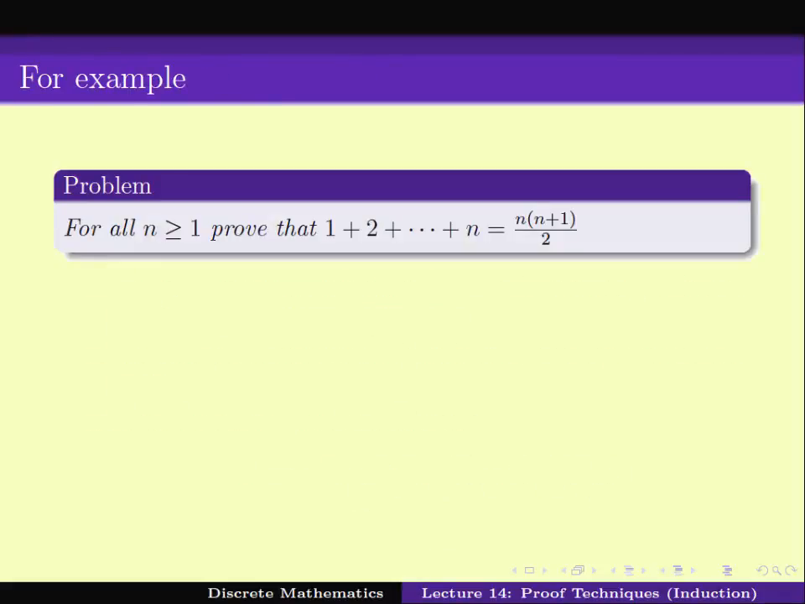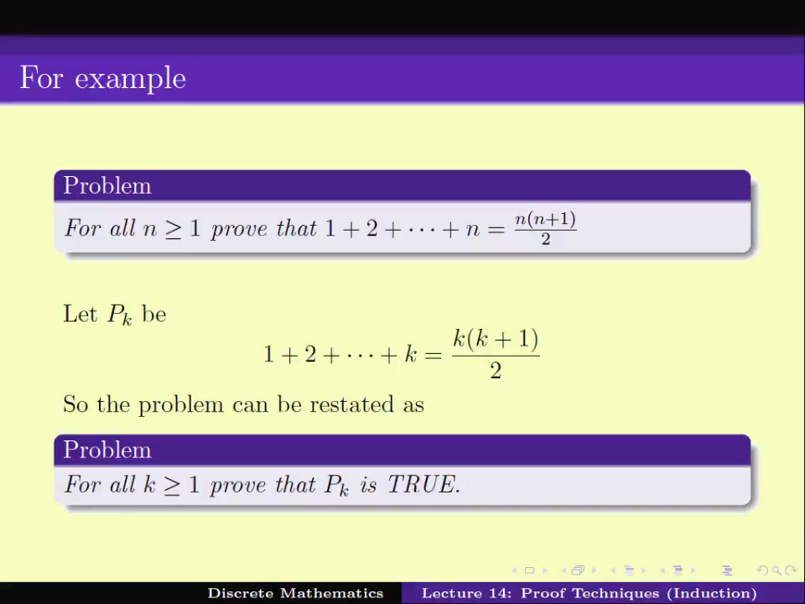Let's look at an example. Consider this problem: for all n greater than or equal to 1, we want to prove that 1 plus 2 plus up to n is n into n plus 1 by 2. Now how do you prove it and what are the smaller statements? Let me define Pk to be this particular statement: 1 plus 2 plus up to k equals k into k plus 1 by 2. So the problem statement can be restated as: for all k greater than or equal to 1, prove that Pk is true. So here the Pk's are the subproblems. The original problem has been broken up as AND of infinitely many problems, namely the Pk's.